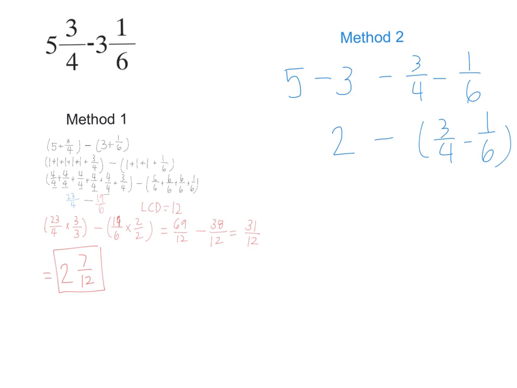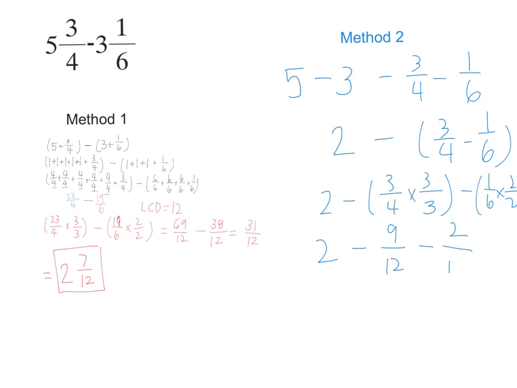Okay. Now let's try to find the LCD. What would the LCD be of 4 and 6? 12, right? So we would do 2 minus 3/4 times 3/3 minus 1/6 times 2/2. Okay? 2 minus 9/12 minus 2/12.